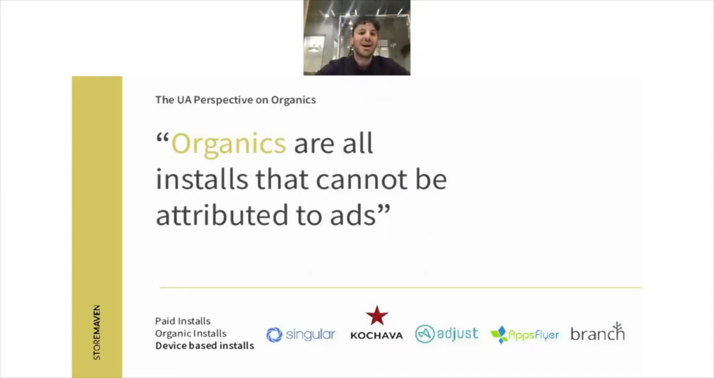So if we came to someone from the UA side of things, their angle would be installs that cannot be attributed to ads. By ads, it doesn't necessarily need to be paid. It could be influencer somewhere out there. And the job of our MMPs, like Kochava and Singular, is understanding what portion of installs are coming from out there.